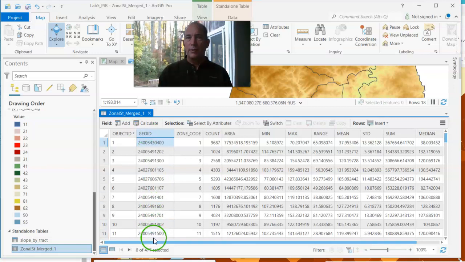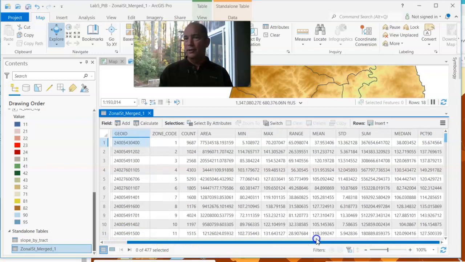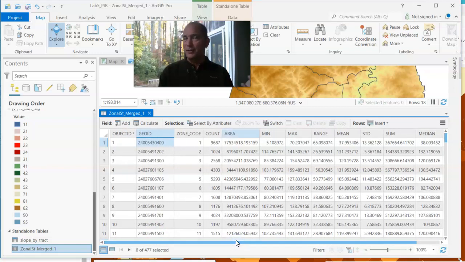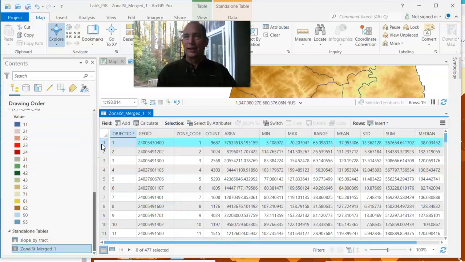Because if we didn't, we just have a bunch of columns showing us various statistics about these tracts, but we wouldn't be able to see which one's which. The GeoID allows us to say this tract is this tract. And you'll see it's collected a bunch of information. It's told us the zone code. That's the same as the object ID. It's not a number that's particularly useful to us, but it also gives us a count.